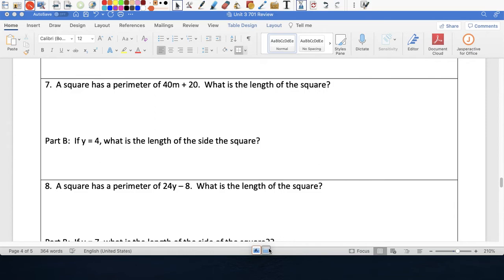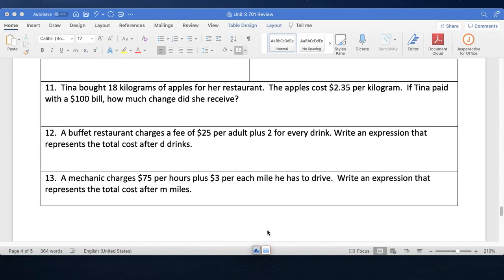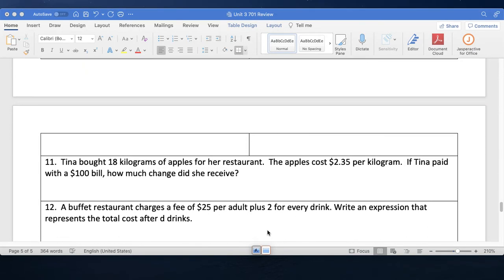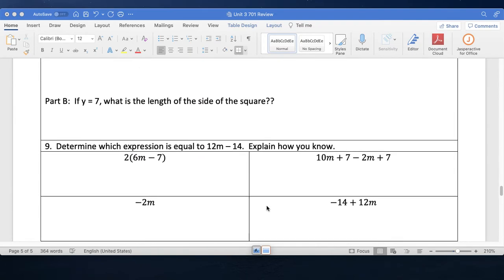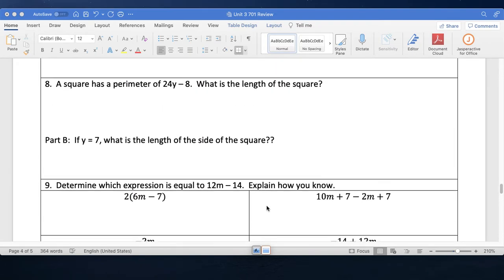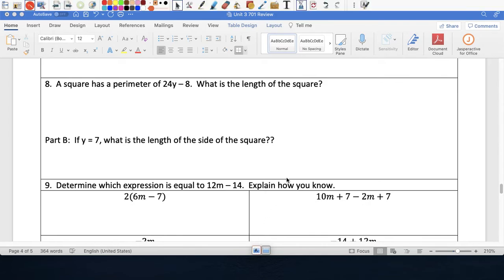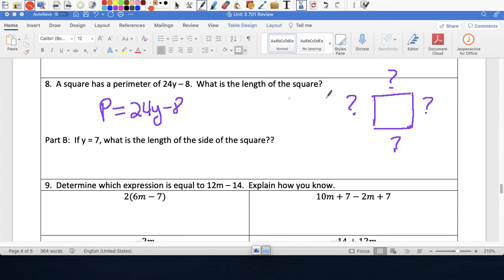Question 8. Again, another square problem. It's a square, so I don't know this side, this side, or this side. I do know that the perimeter is 24y minus 8. The total, this plus this plus this plus this, equals the perimeter. So all I have to do is divide by 4.